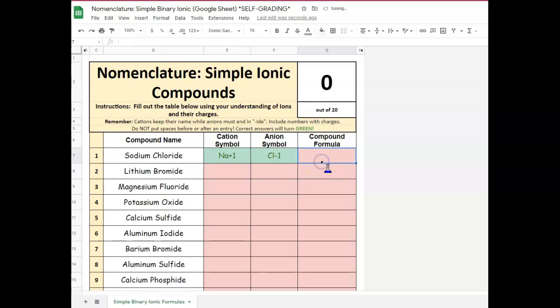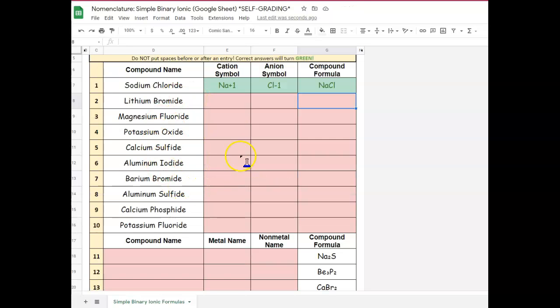And then when you're writing your chemical formulas, you will write the symbols, and in between you would write your subscripts. You would do crisscross. Since I know there's a 1 here, a 1 would go here, and a 1 would go here. But since they're the same number, I'm going to go ahead and not write them. So that would be the correct answer on the bottom. You will complete this for all of these problems.